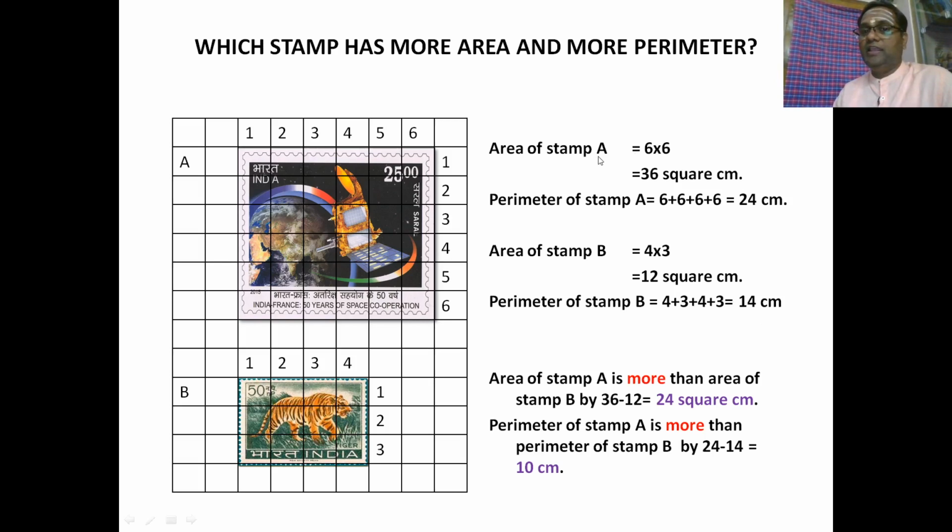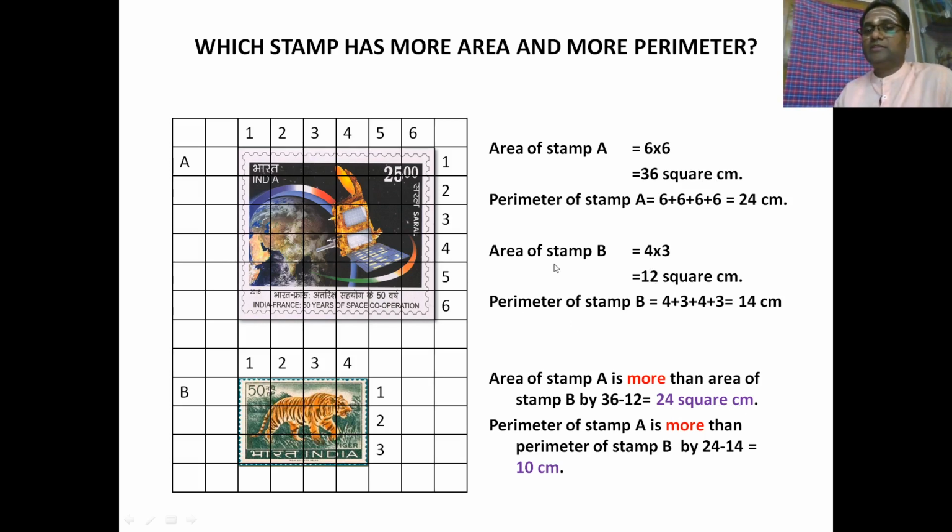Now compare the area of stamp A, which is 36 square centimeter, and the area of stamp B, which is 12 square centimeter. So the area of stamp A is more than the area of stamp B. By how much? By 36 minus 12. This is also in square centimeter. So 36 minus 12 makes 24 square centimeters.